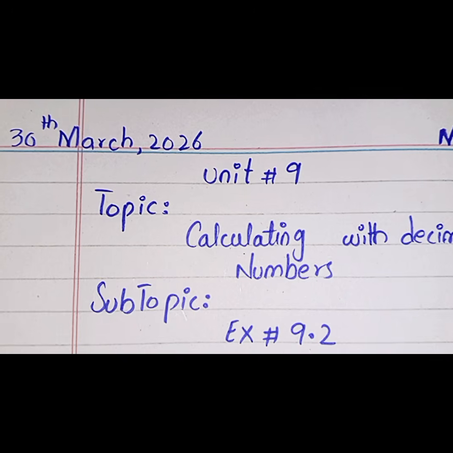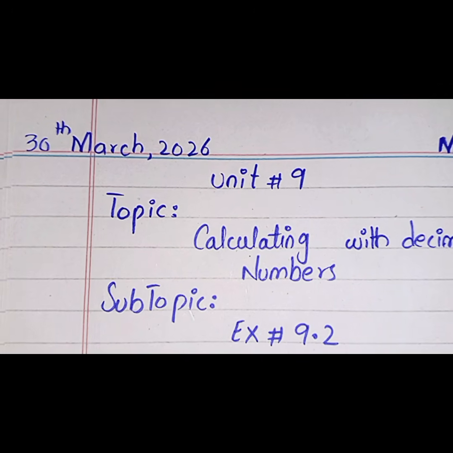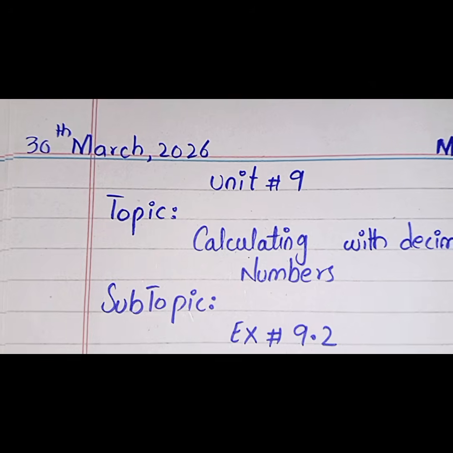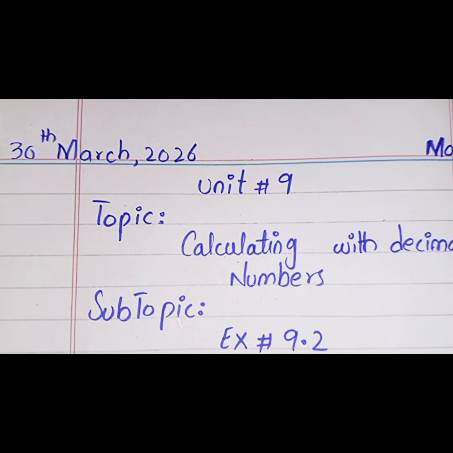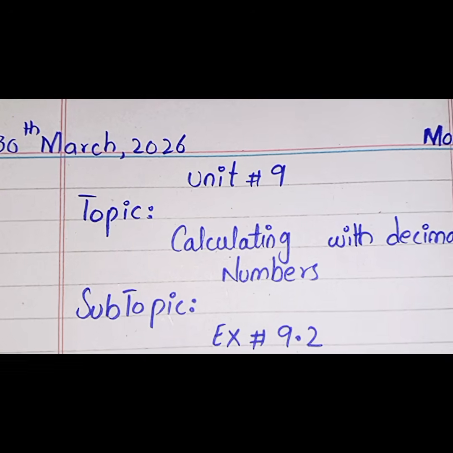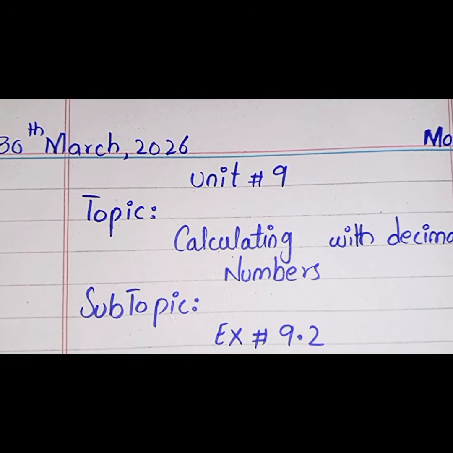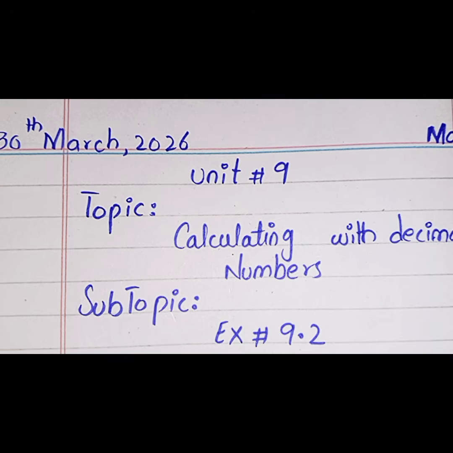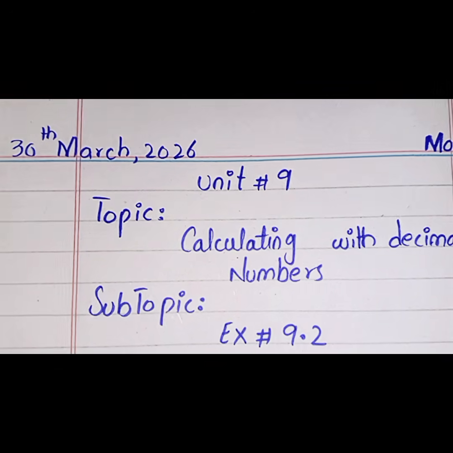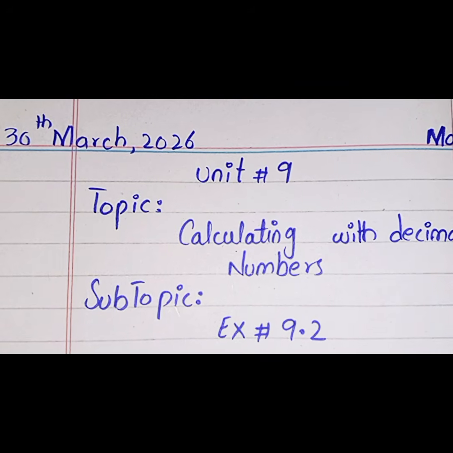So students, in the last lecture we learned how we can multiply two numbers by using the tower method. I hope you have understood that question very well. Now students, we are going to solve our next question, which is on the topic calculating with decimal numbers and subtopic exercise 9.2, on page number 149 from your learner book.